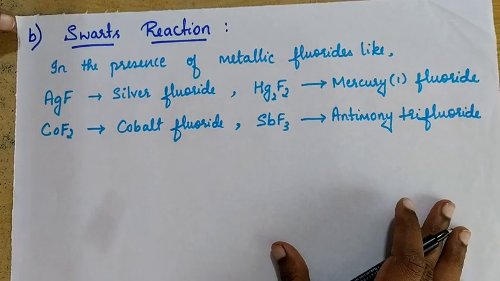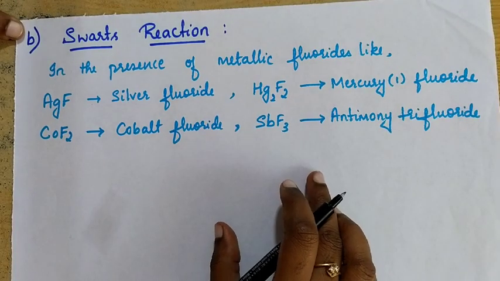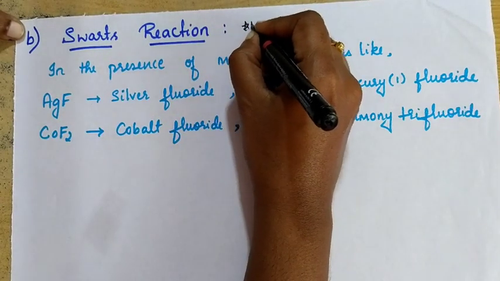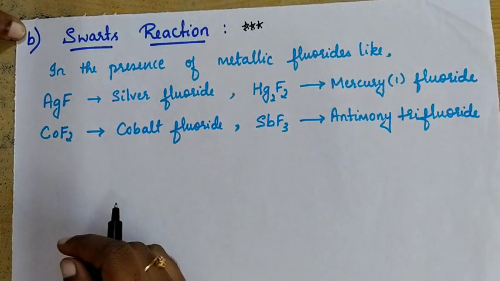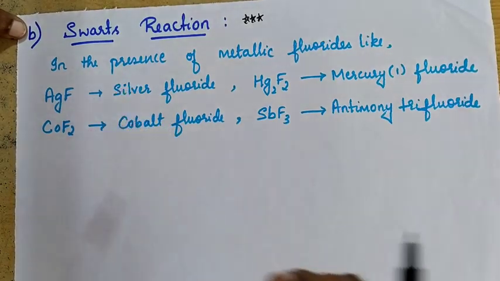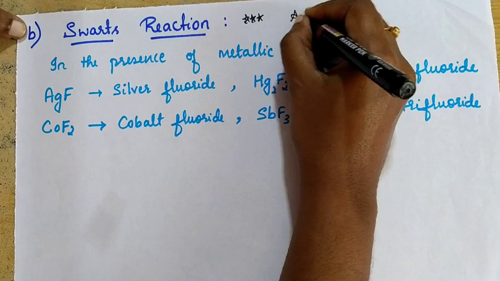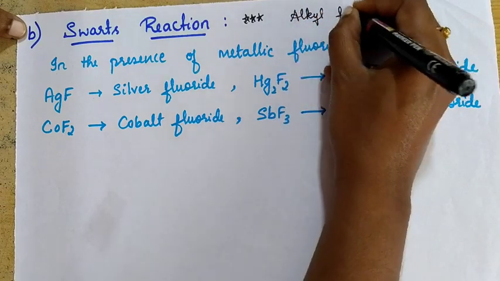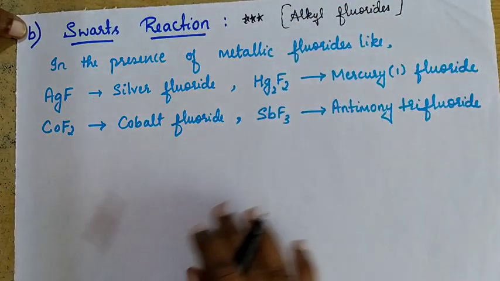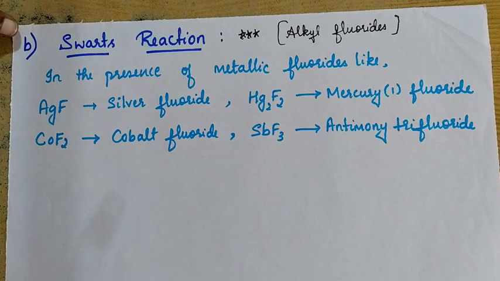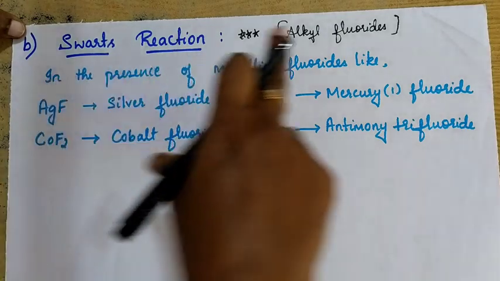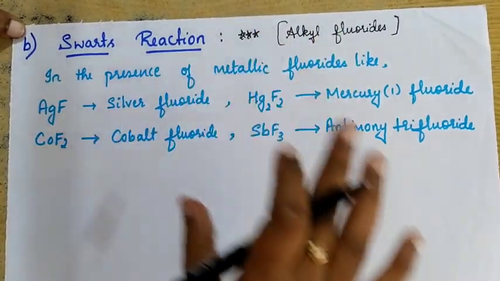Okay. The next type of reaction for the preparation of haloalkanes by the halogen exchange method is the Schwarz reaction. This is also very important for your examination because it is also a named reaction. Here also we prepare alkyl halides, particularly alkyl fluorides. This is a very good method of preparation of alkyl fluorides. In the previous reactions, we came to know that fluorine is highly reactive, so it is difficult to prepare alkyl fluorides. But by using this reaction, we can easily prepare alkyl fluorides. That is why it is very important.